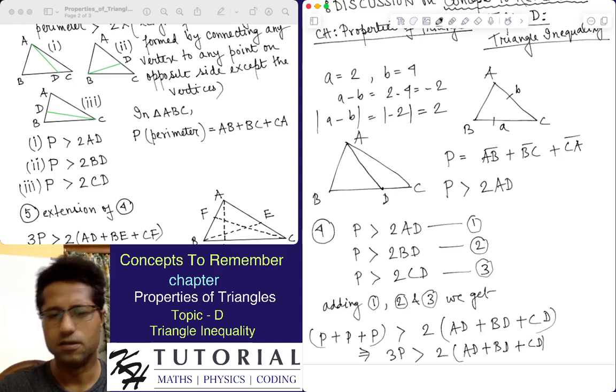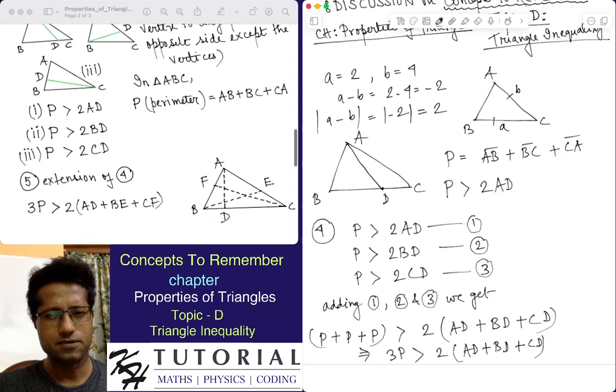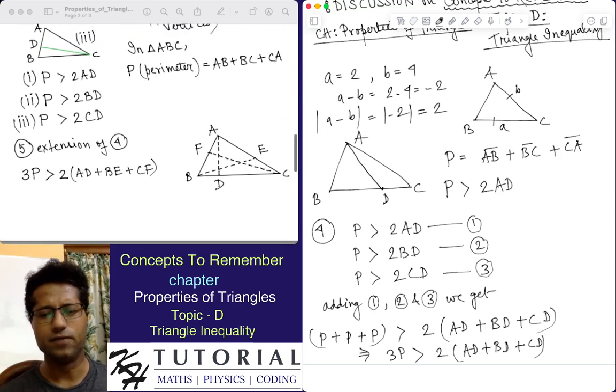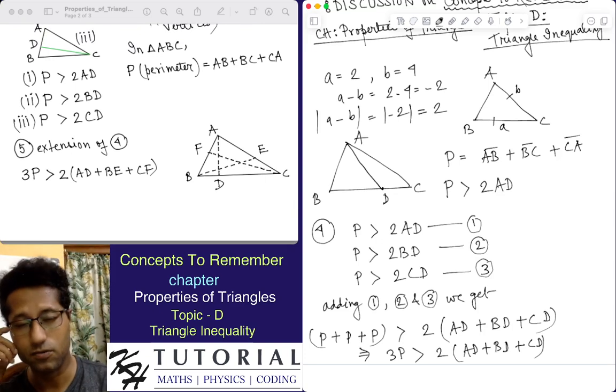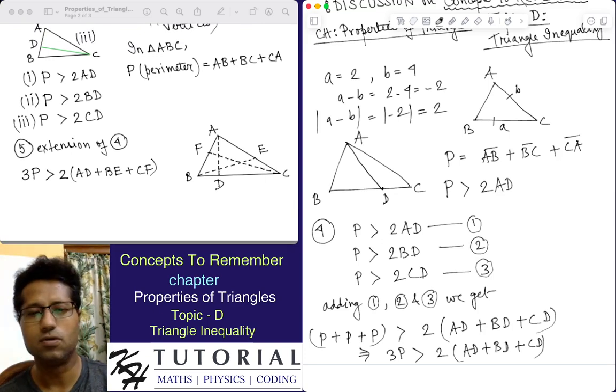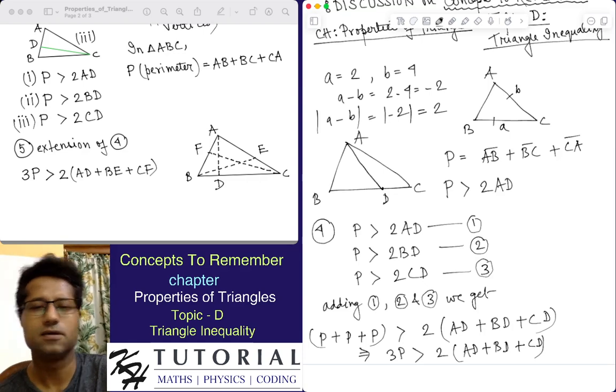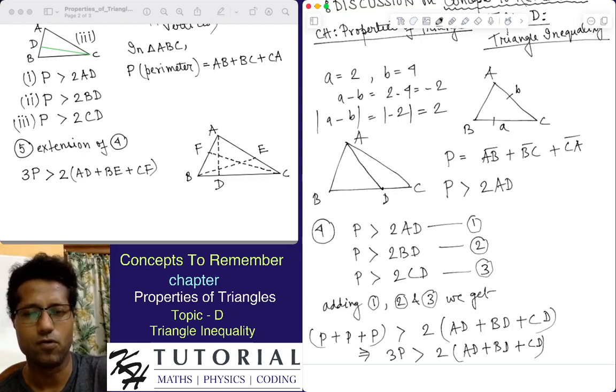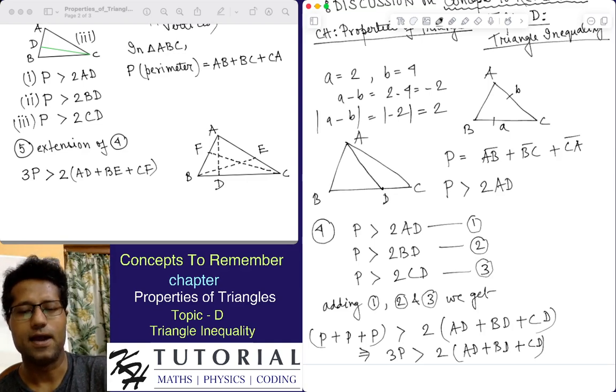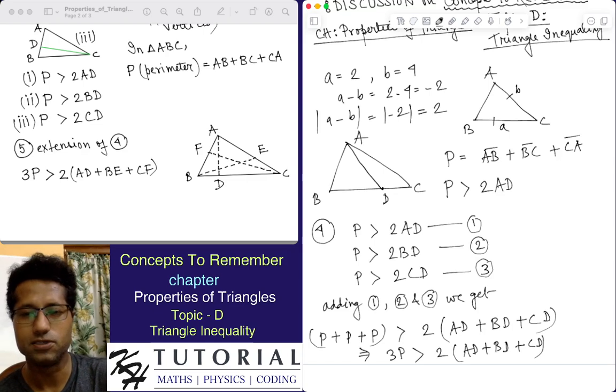So what this result says is that in any triangle, if you create these three line segments, that is, from a vertex the line segment formed by connecting the vertex and a point anywhere on the opposite side, and similarly for all three vertices you will have three line segments, then thrice the perimeter of the triangle will be greater than twice the sum of those three line segments.